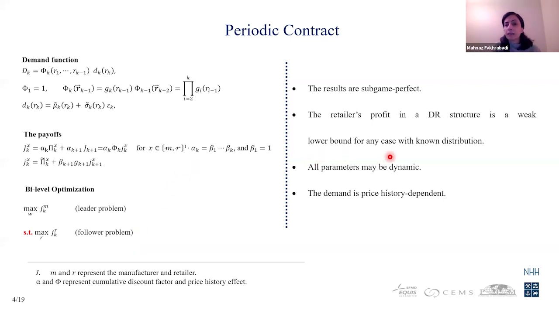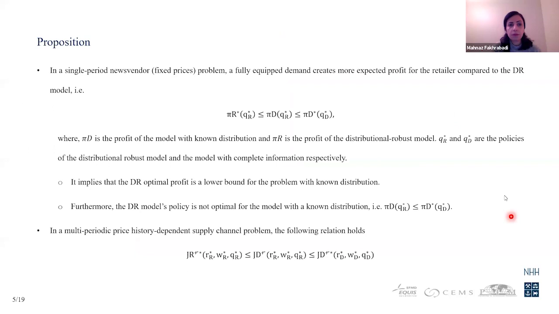As we said, the retailer's profit in a distributional robust structure is a weak lower bound for any case with known distribution. All parameters may be dynamic, and I want to mention once more that the demand is price history dependent. In the literature, we have that in a single period newsvendor problem, a fully equipped demand creates more expected profit for the retailer compared to the distributional robust model. As we can see here, pi r is the profit, and we are talking here only about the retailer.